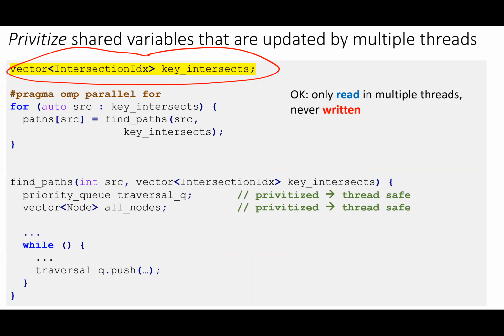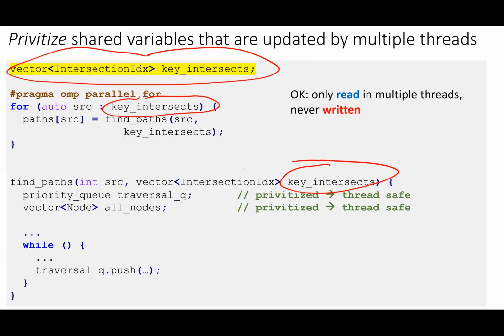This variable at the top, let's say that was also a global variable. It's kind of bad style. There's no real reason I needed to make a global variable, but let's say I did it. This key intersections data structure, and you notice I'm looping over it and I'm passing it into my find paths. This one's okay. So why is it okay?